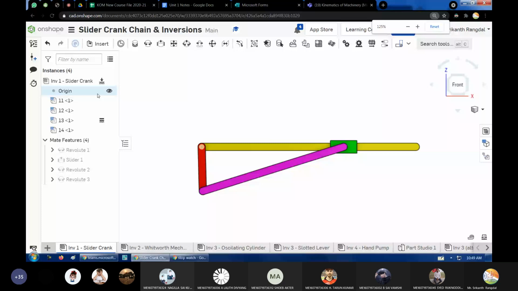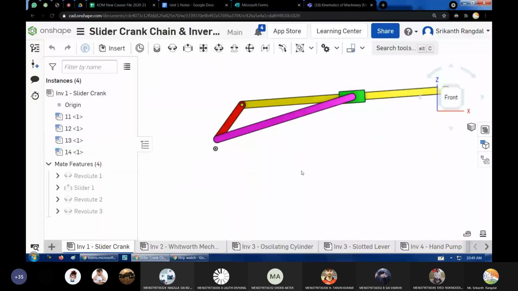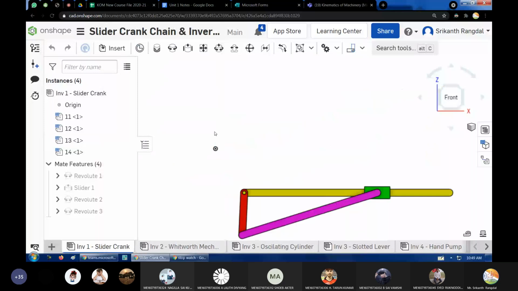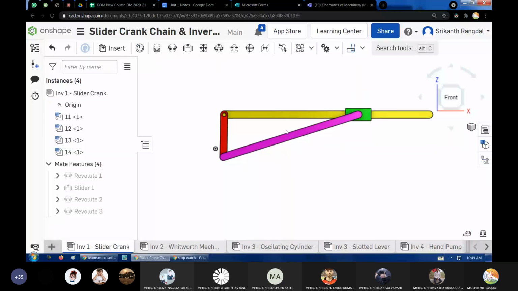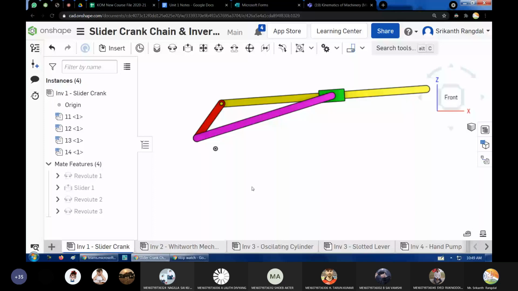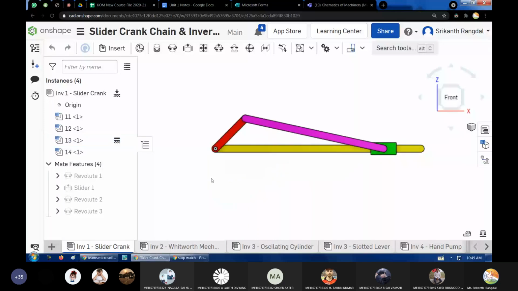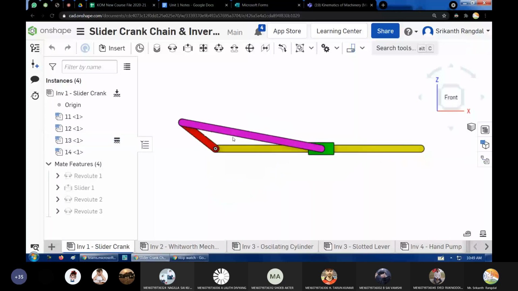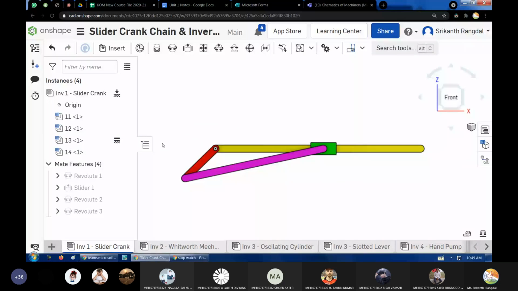Now, if we unfix this, again the whole chain will start moving. So when nothing is fixed, this is called a kinematic chain. But when we fix one of the links, that's when it becomes a mechanism, and we can transmit one kind of motion to another kind. Okay, so this is the first inversion, a very simple one, rotating motion converted to reciprocating.